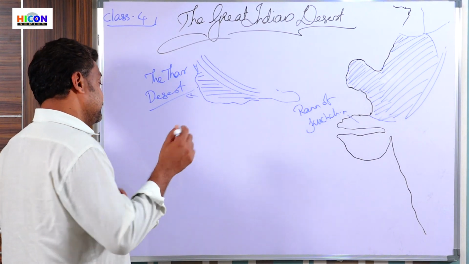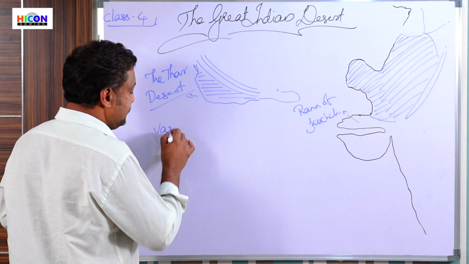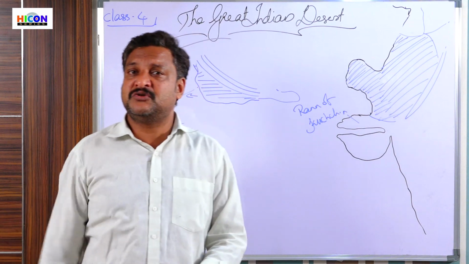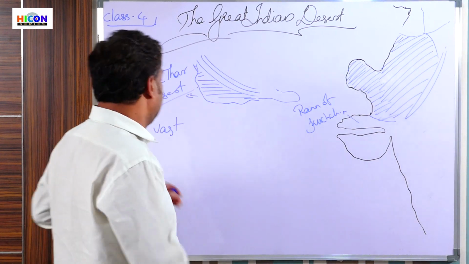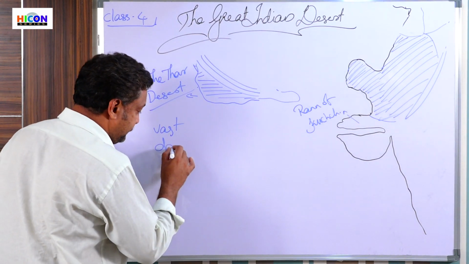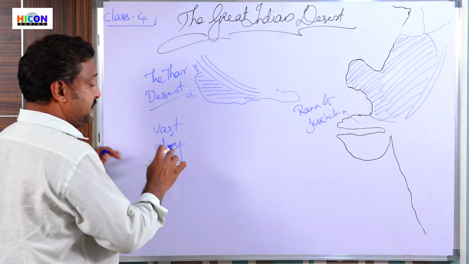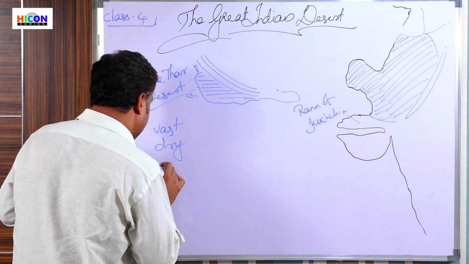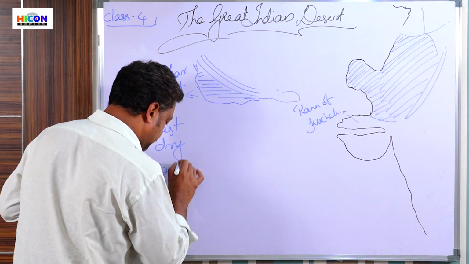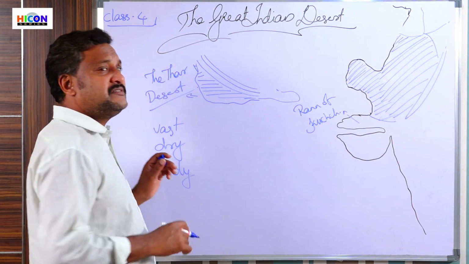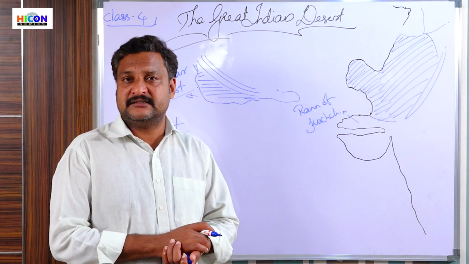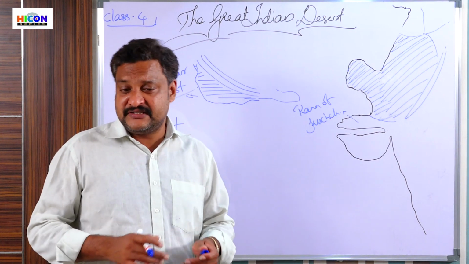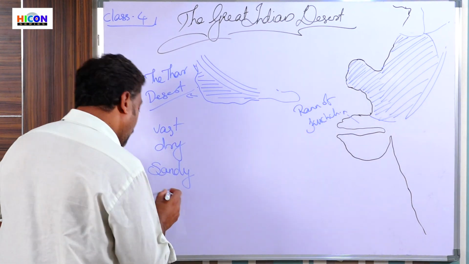This is vast. It's very vast, isn't it? It's a very long area in this Thar Desert. It is dry. It's a desert, so definitely it will be dry. Then sandy. Deserts will not have fertile soil, isn't it? The kind of soil that we have in the desert region is sandy soil and rocky also.